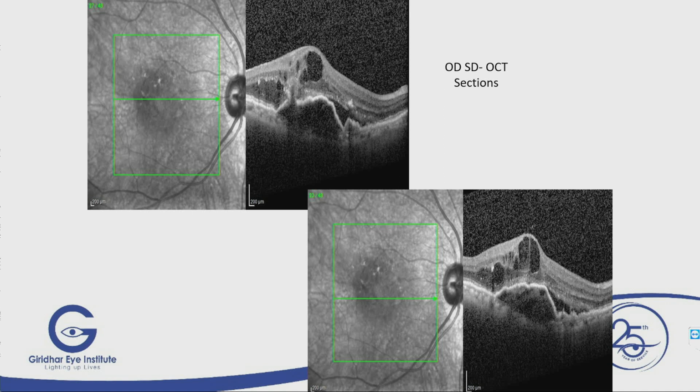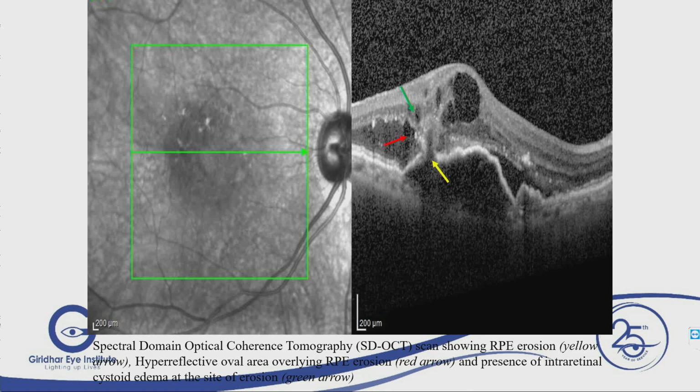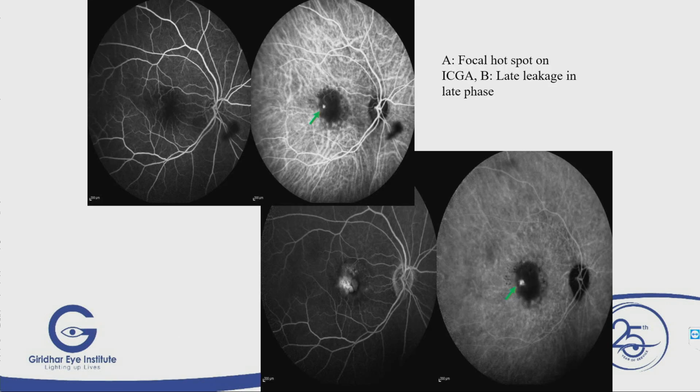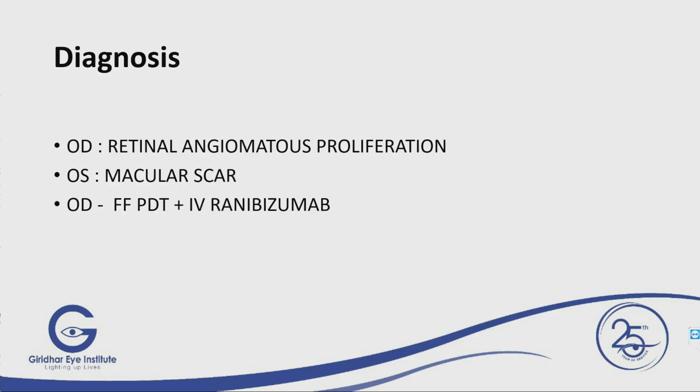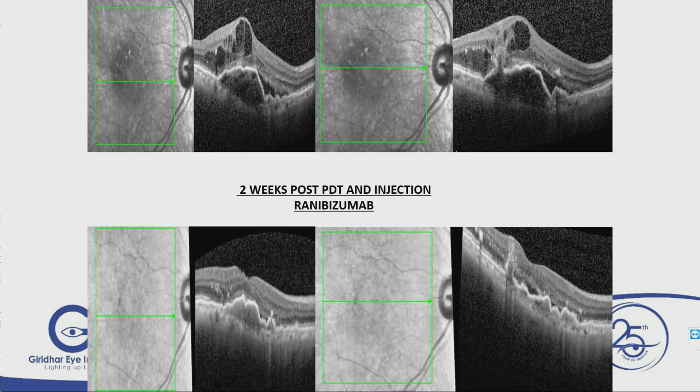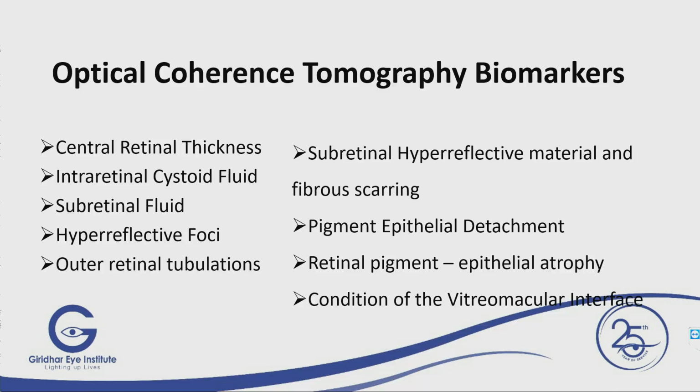This is a trapezoid PED with intraretinal edema, a classic finding of a RAP with a trapdoor sign or erosion. The yellow arrow shows the erosion. And the angiogram shows a hyperreflective dot in the center of the PED. And post-treatment, you can monitor the findings with OCT. So this is the pre-treatment and post-treatment findings.